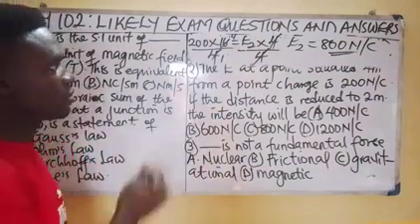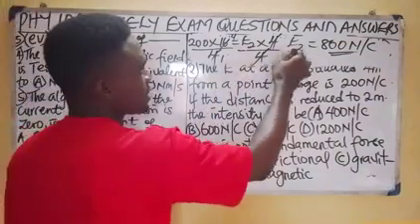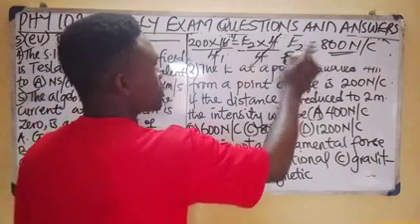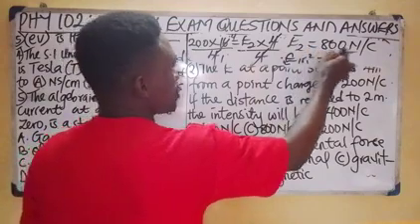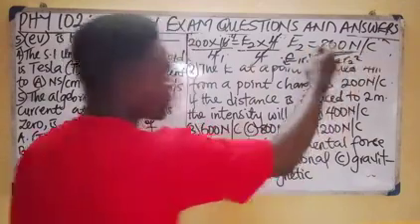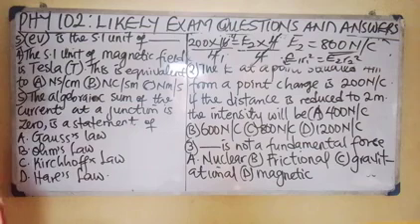Just use the formula E1 R1 squared equals E2 R2 squared. Don't forget this formula. It's as easy as that.